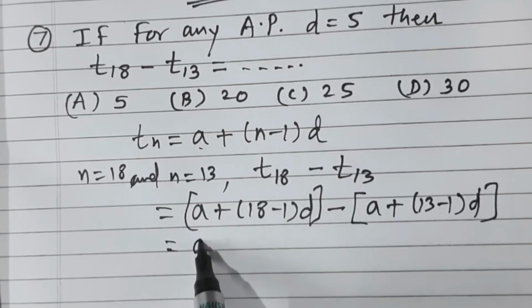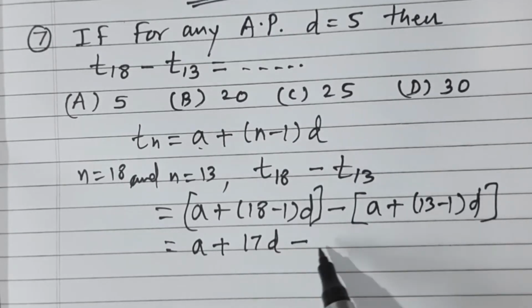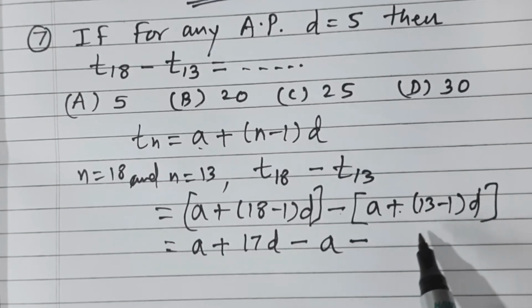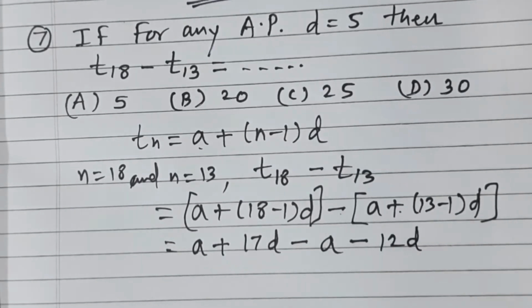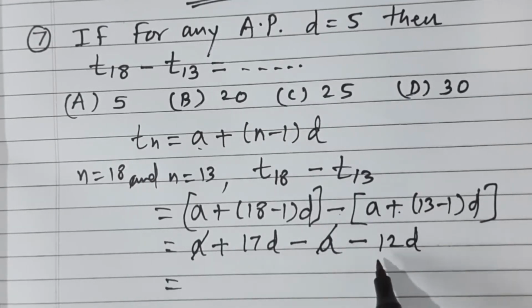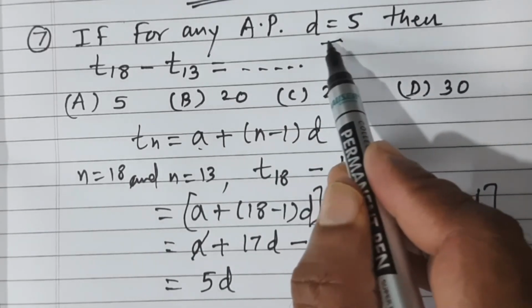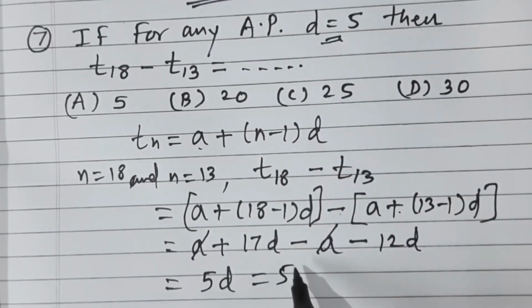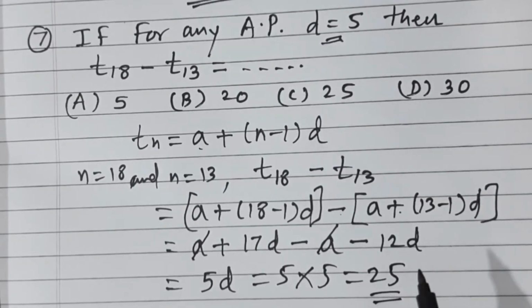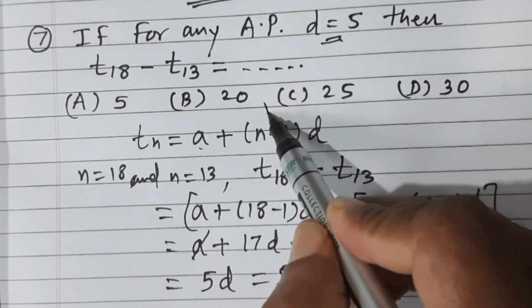Now here we will open the bracket. A plus 17D minus A, here minus into plus is minus, minus 29D. Here plus A and minus A will get cancelled. 17D minus 29D, which is equal to minus 12D. Now the value of D is given as 5. We substitute the value of D here. So minus 12 into 5 is equal to minus 60. So the correct option is option C.